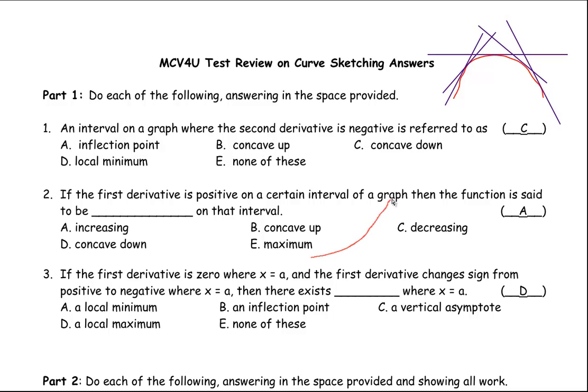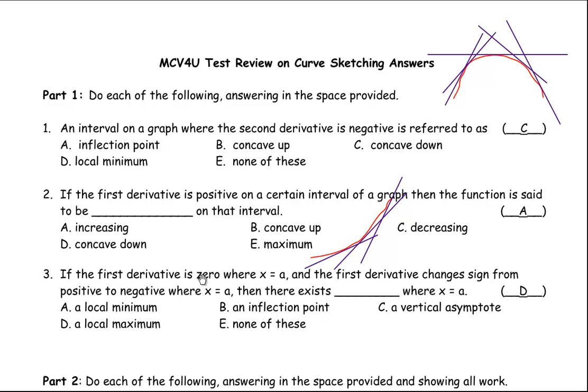a curve like this, and draw a couple of tangent lines there, notice the tangent lines are all below the curve, and they're all positive. In fact, as we go from left to right, the tangent lines are becoming steeper, because the graph is curving up. And so the graph is said to be an increasing graph because the tangent lines are getting larger in slope. So that's why the answer for number 2 is A. First derivative is positive, it's an increasing part of the graph.